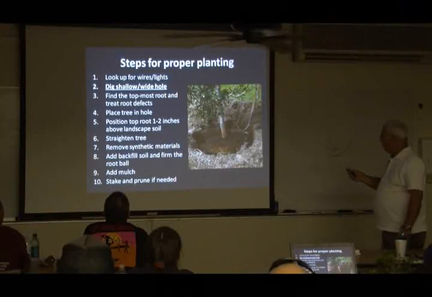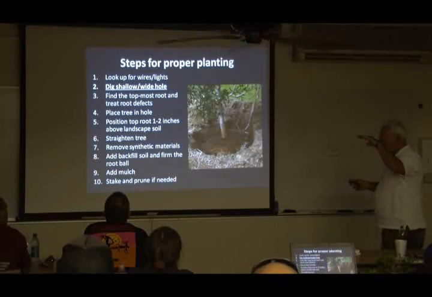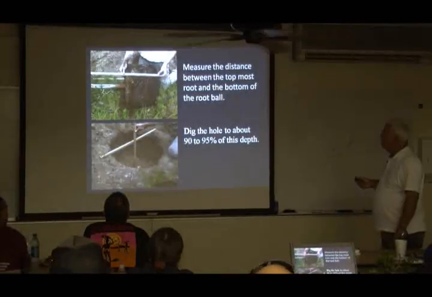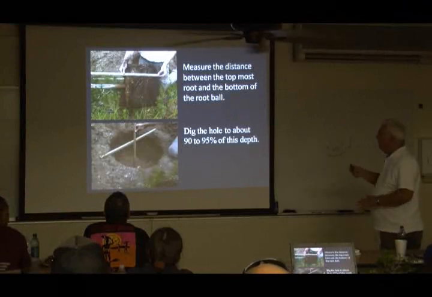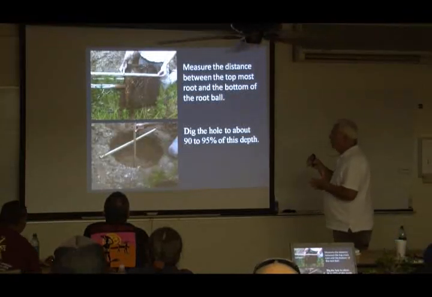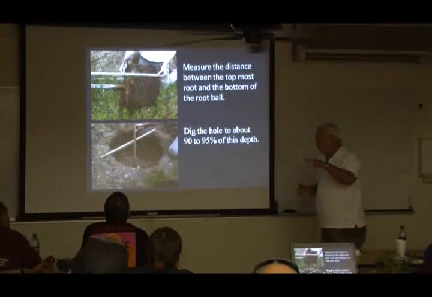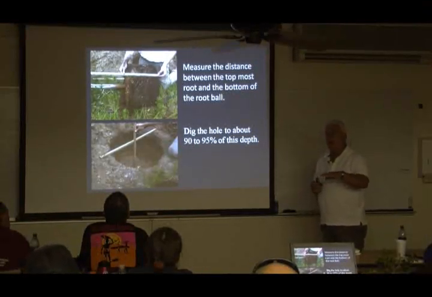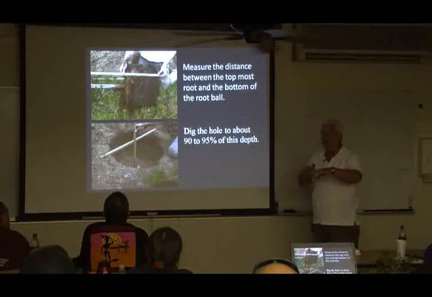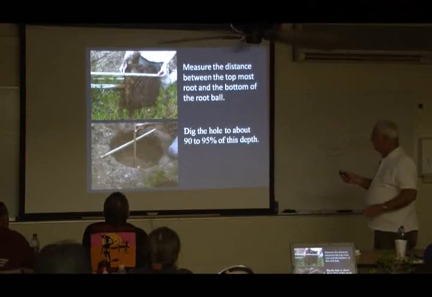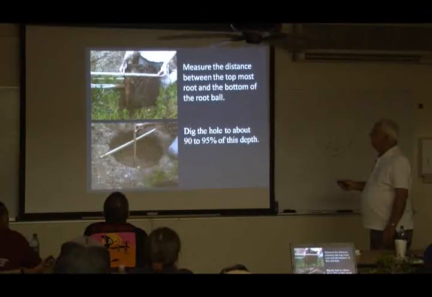Dig a shallow, wide hole, as we said before. A little bit shallower than the root ball, much wider than the root ball. Measure the distance, but just make it wider. Before you go too deep, put the potted plant down in the hole to see how much deeper you need. If you go too deep, it's kind of hard to correct because you want it down on good firm soil. If you have to backfill too much, there's still the chance that it's going to sink in and eventually cause problems. So dig the hole a little shallower than the top of the root ball.